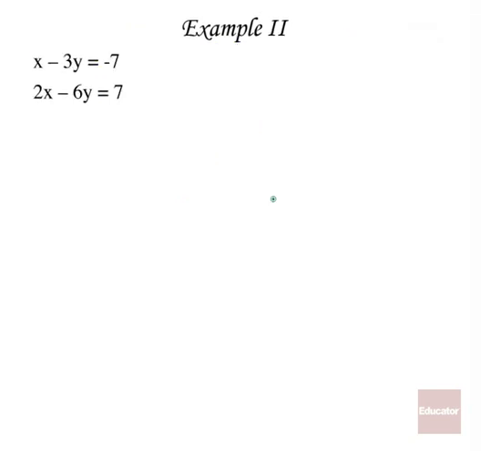Now let's try x minus 3y equals negative 7, 2x minus 6y equals 7. So let's see what happens here. Well, in this particular case, again, I notice that I have a 2 and a coefficient of 1, so I'm going to go ahead and eliminate the x again. So in order to eliminate the x, I need this to be a minus 2x, so I'm going to multiply everything by minus 2 up top. So minus 2 times x is minus 2x, minus 2 times minus 3y is plus 6y, equals minus 2 times minus 7 gives us 14.